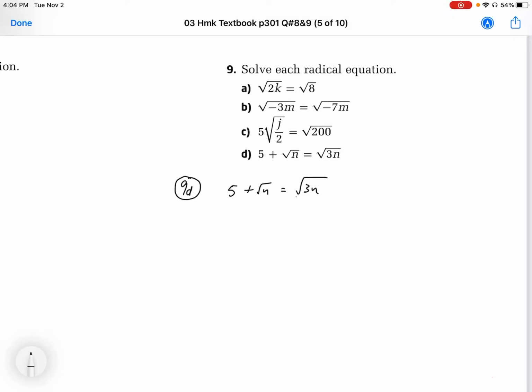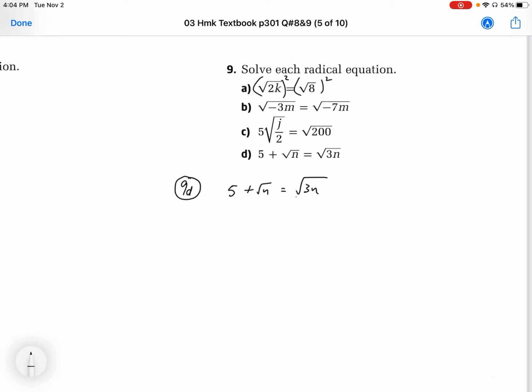Question number 9 involves squaring both sides of the equation to get rid of the radical, and that's fine for A, B, and C. That's fairly simple to do. As we square both sides, we're able to get rid of the radical term. Now we still have to watch out for extraneous solutions and all that, but that's perfectly fine.